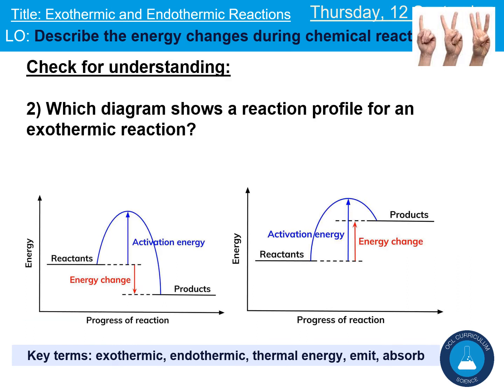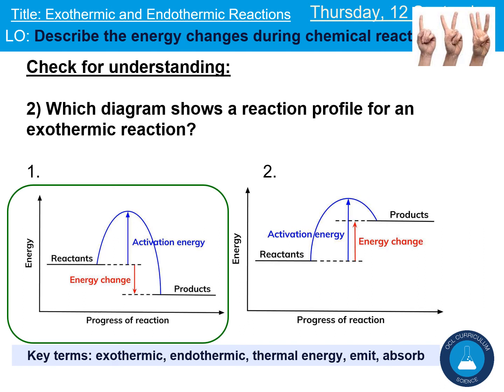Which of the diagrams show a reaction profile for an exothermic reaction? Write down 1 or 2. Pause the video now. Let's see if you got it right. The answer is number 1. The reason this is exothermic is because we can see the energy change would have been negative overall, and the reactants have more energy than the products.